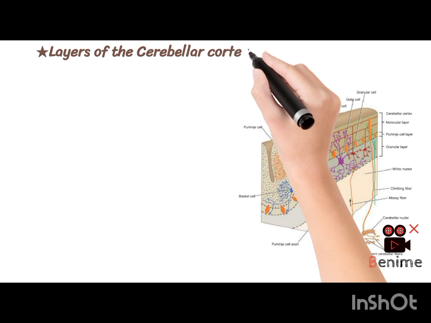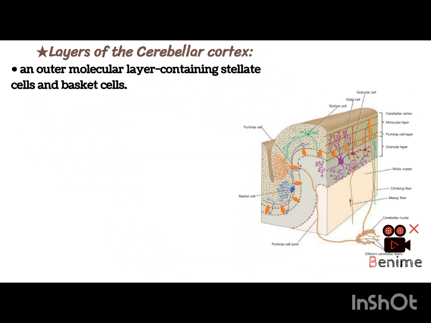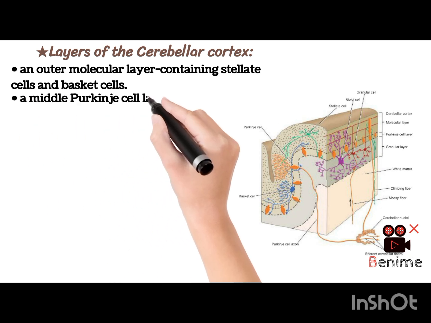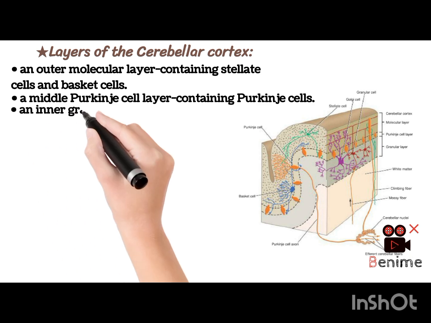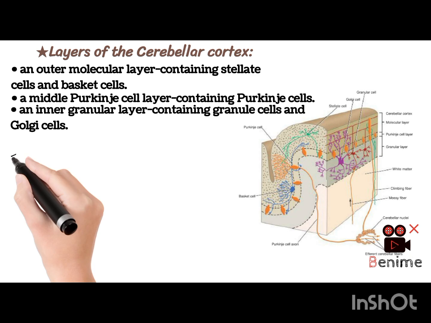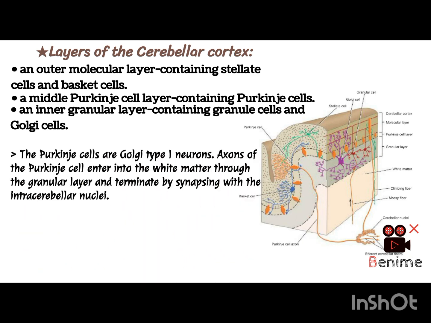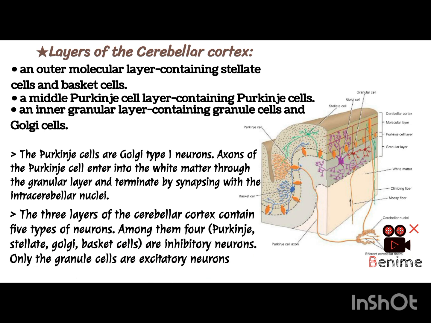Now the layers of the cerebellar cortex. An outer molecular layer containing stellate cells and basket cells, a middle Purkinje cell layer containing Purkinje cells, and an inner granular layer containing granule cells and Golgi cells. The Purkinje cells are Golgi type 1 neurons. Axons of the Purkinje cell enter into the white matter through the granular layer and terminate by synapsing with the intracerebellar nuclei.